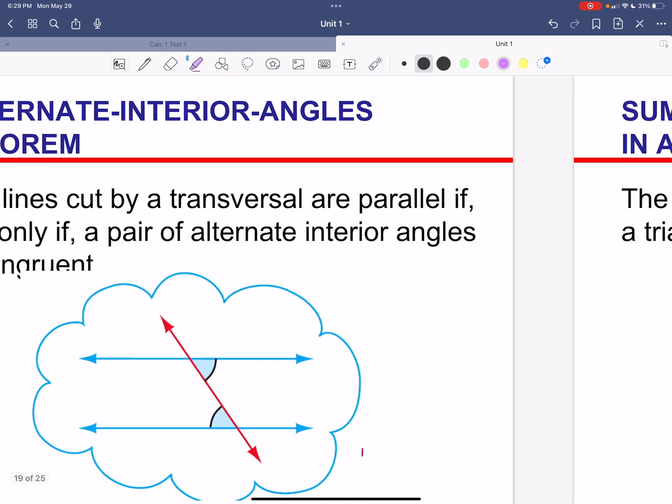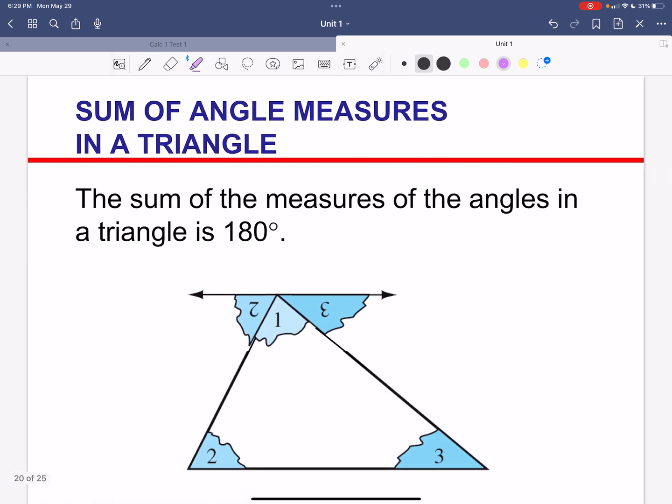Now, here we've got the sum of the measures of the angles in a triangle is 180 degrees. That is probably something that you remember from high school geometry. That's definitely something you will also be teaching in elementary school. The sum of the measures of the angles in a triangle is 180 degrees.